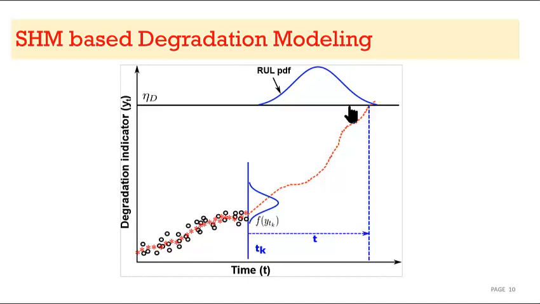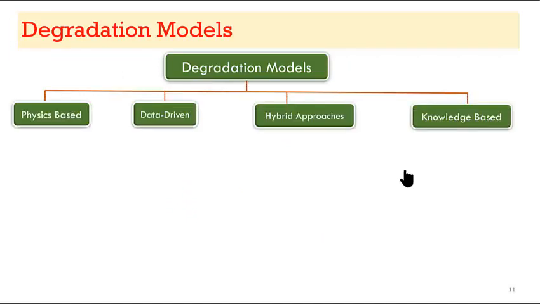In the past, different kinds of degradation model have been proposed in the literature for degradation modeling. So what are the different kinds of degradation model? This can be based on physics of the system, that is mechanics of the system, and those approaches are called physics-based degradation model. In other words, physics-based degradation models try to model the degradation process using some kind of physics or mathematics, and that models the degradation.